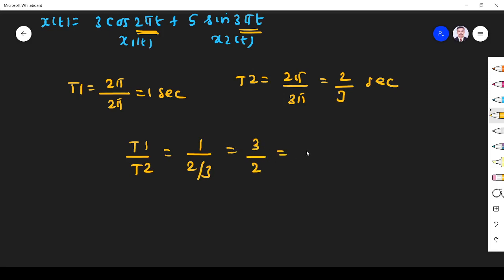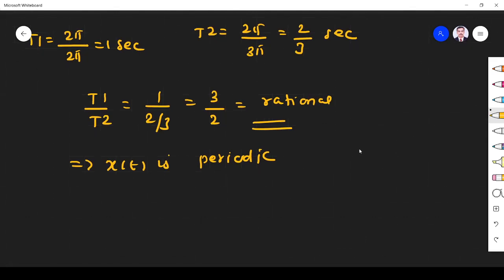It is a ratio of integers, that means it is a rational number. These two are integers, a ratio of integers, so this is a rational number. This implies x of t is periodic. From here only we conclude x of t is periodic.